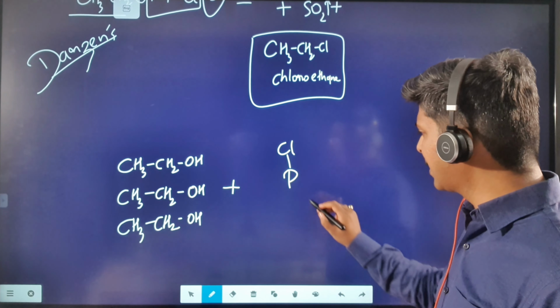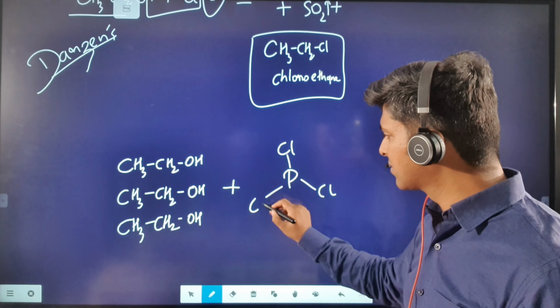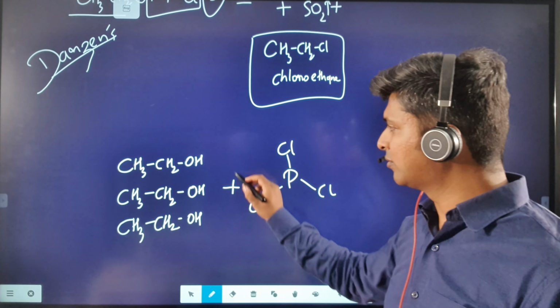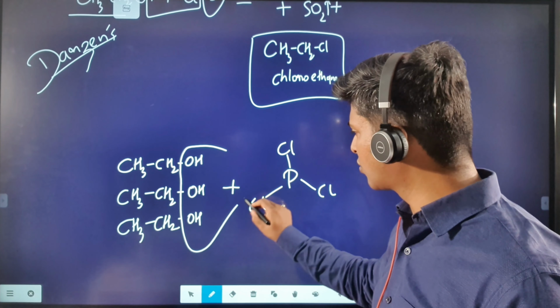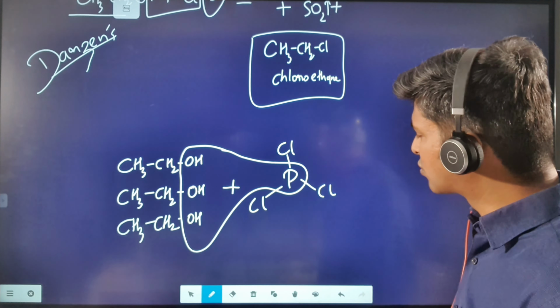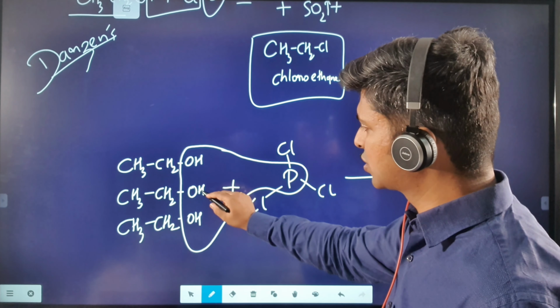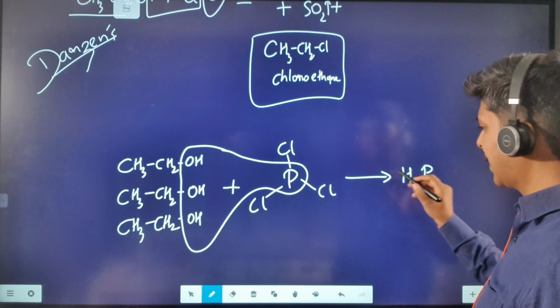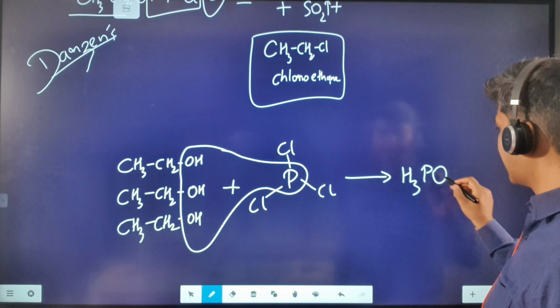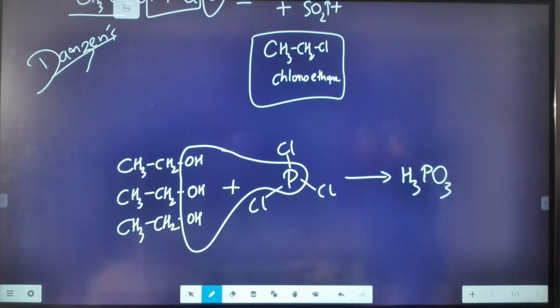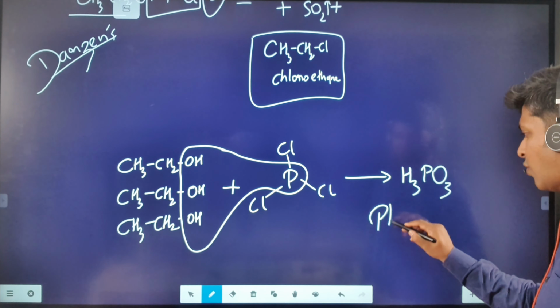Okay, so here we are having PCl3. What's going to happen is, have a look over here: 3 hydrogens, 3 oxygens, and 1 phosphorus are going to combine to form H3PO3. You can see H1, H2, H3, phosphorus, and then 3 oxygens, that is H3PO3. So the acid which you have got over here is phosphorus acid.